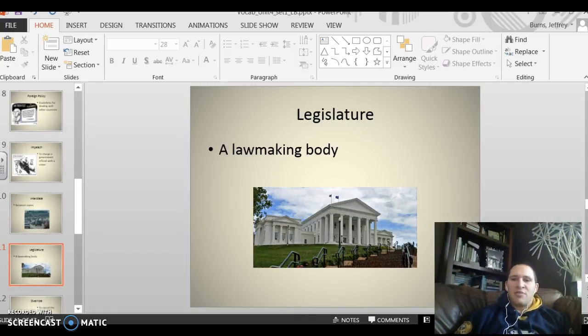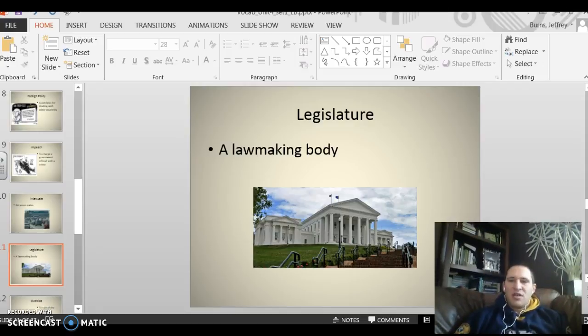Our legislature, as I mentioned before, is bicameral, two houses, just like the one at the state level of Virginia as well, which we'll talk about in Unit 5, a little bit in Unit 4, and then Unit 5.